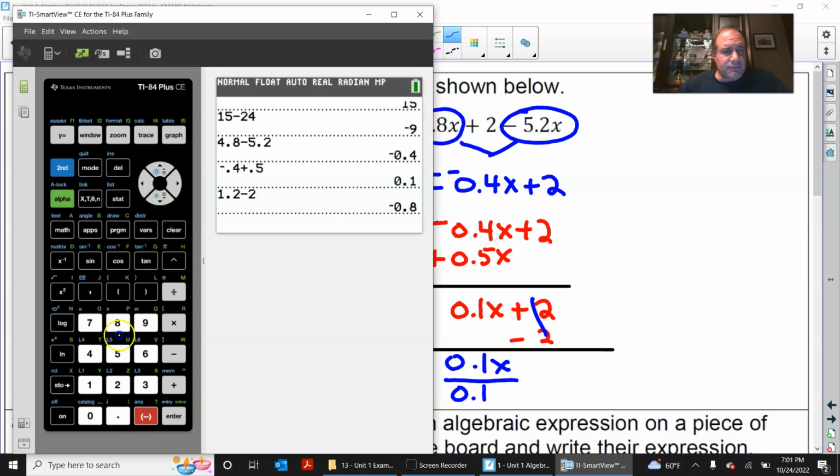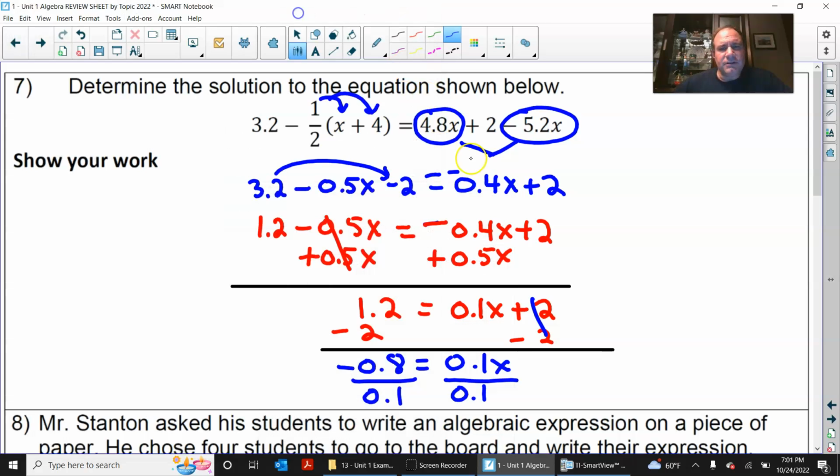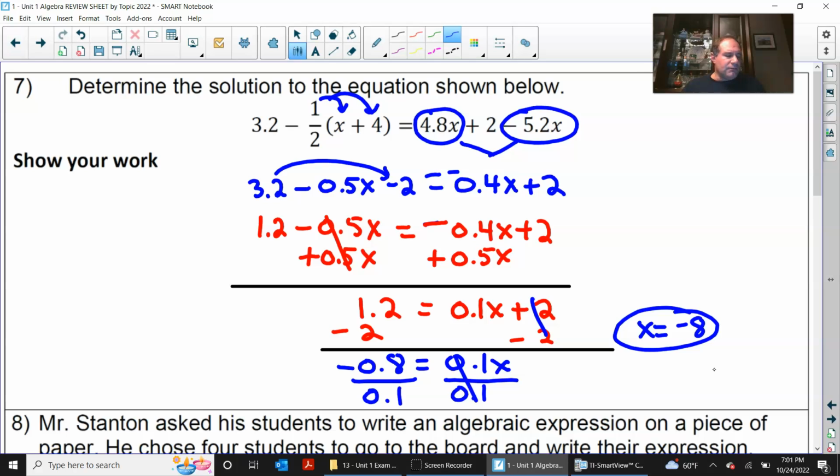So I'm going to put that into the calculator, divide it by 0.1. So that's exactly what I have. And I have negative 8 as my answer. I have x equals negative 8. All right, so that was a little bit tricky with the decimals and everything like that. So, you know, try your best with that and make sure that you're using your calculator at all times.